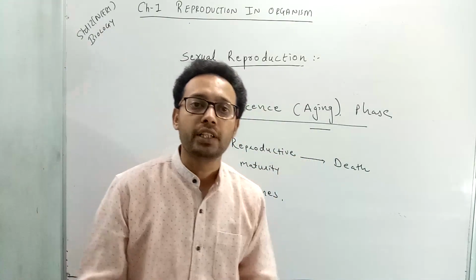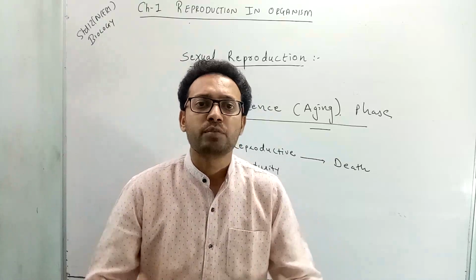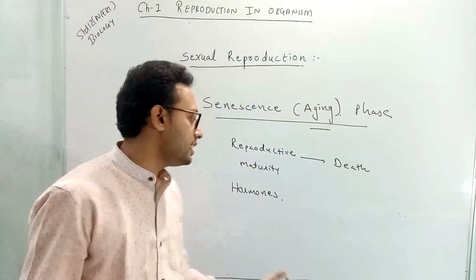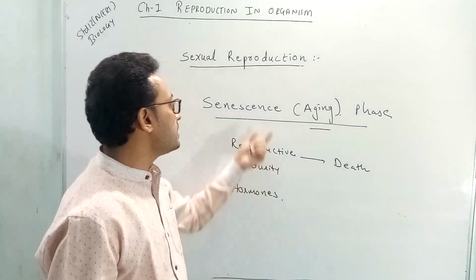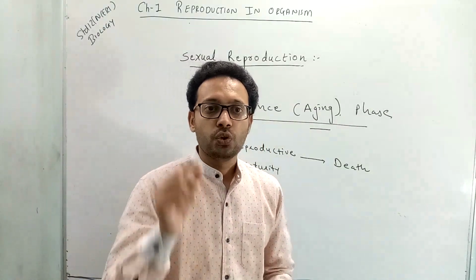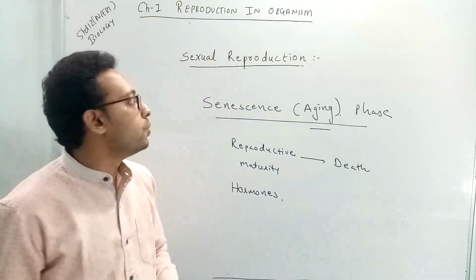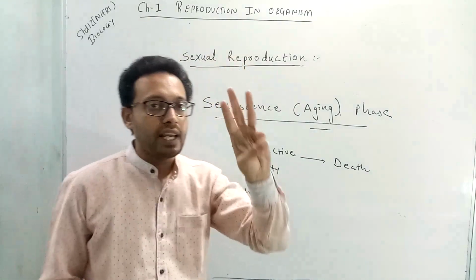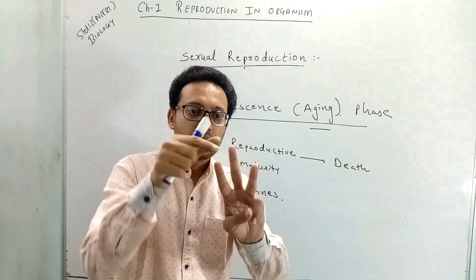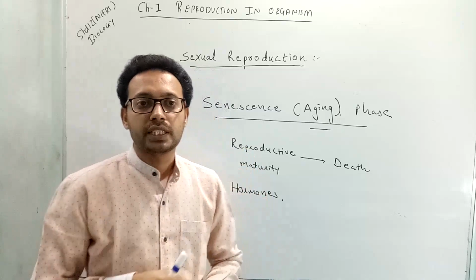Like as we get older, the metabolism in our body or the digestion process in our body becomes weak. There are changes that occur on the skin, etc. So these changes occur due to hormones, and this phase is called the senescence phase. So clear, students? Those living organisms, those animals or plants which reproduce sexually, their life is divided into three stages: juvenile phase, second one is reproductive phase, and the third one is called the senescence phase.